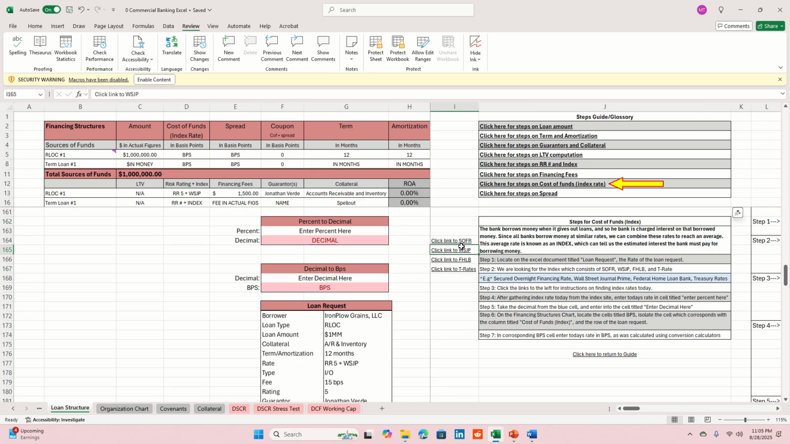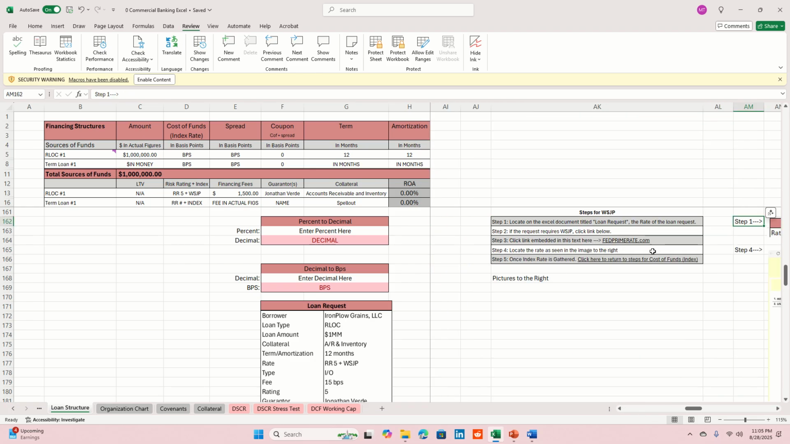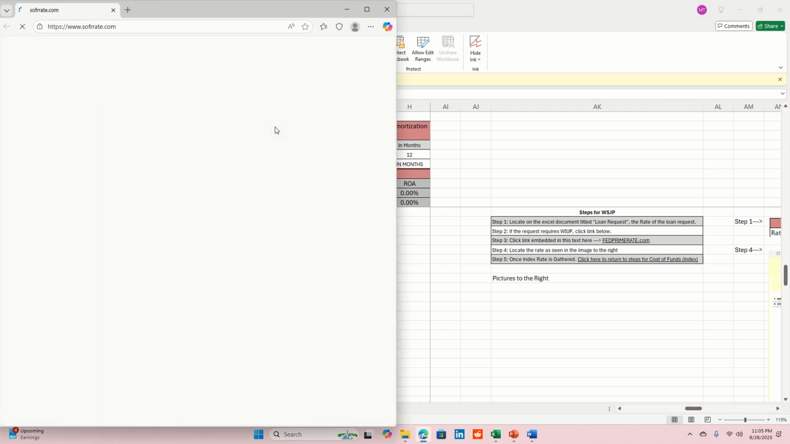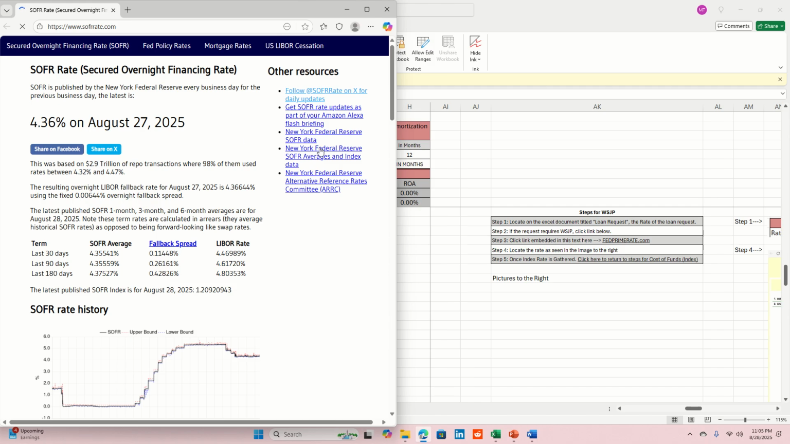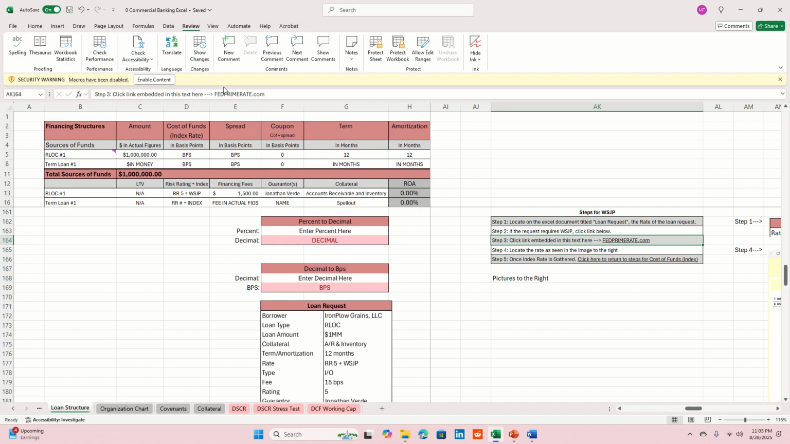Okay, so let's go and do that again. Wall Street Journal Prime, fedprimerate.com. We're going to click into that. Oh, wrong site. Oh, man. Wall Street Journal Prime.